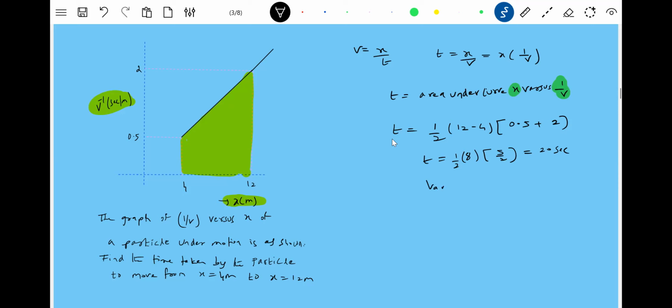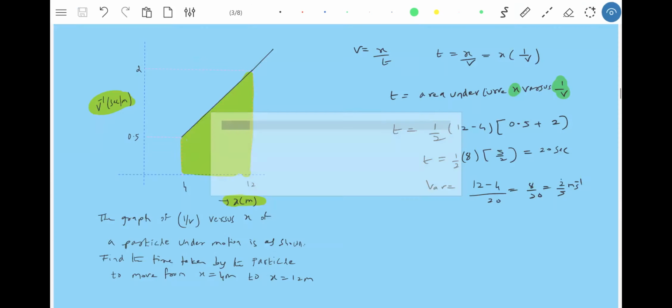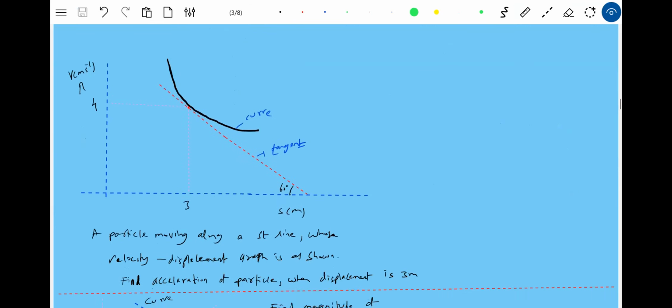Can we calculate average velocity? Distance covered by time taken, so this will be 8 by 20, which is 2 by 5. We can calculate so many things from here. Just don't get scared when a 1 by v versus x graph comes. Okay, let it be. We can manage. Okay, the next one.